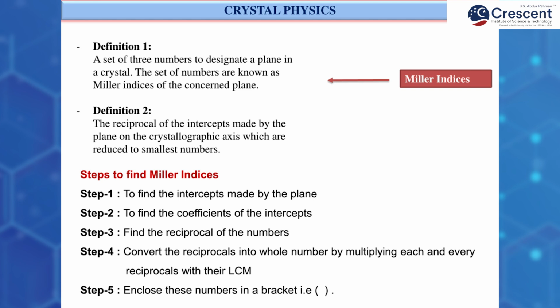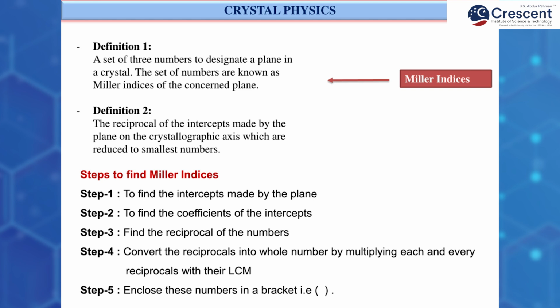First we will see the definition. It is a set of 3 numbers, as we saw in the previous slide, which designate the plane in a crystal. These numbers are known as the Miller indices, which are nothing but the reciprocal of the intercepts made by the plane on the crystallographic axes x, y, z. When you find the numbers, you convert them to the smallest whole numbers by taking the LCM. Finally, it is known as the Miller indices.